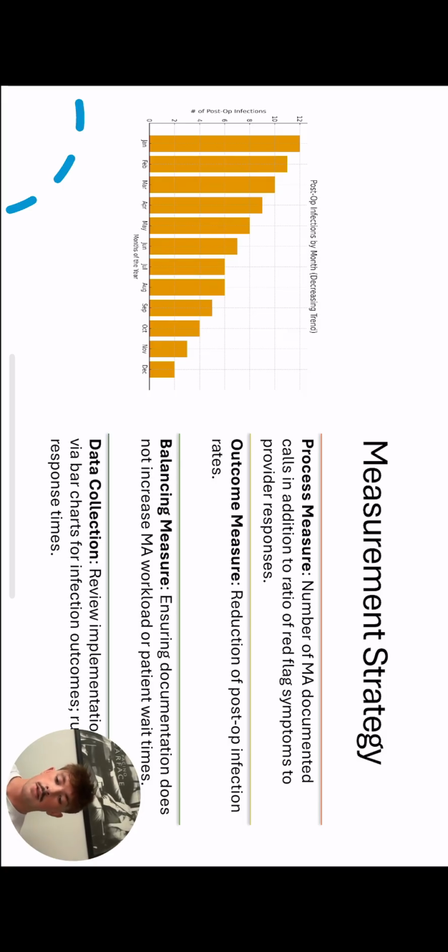The balancing measure ensures we're not unintentionally overwhelming staff. We need to confirm that documentation isn't increasing MA workload or lengthening patient wait times. Our data will be collected monthly, displayed using bar charts for infection outcomes and run charts to show changes in response time over several weeks. This visual tracking helps us identify any patterns we might have, our progress, or even our setbacks, allowing the team to make real-time adjustments when needed.